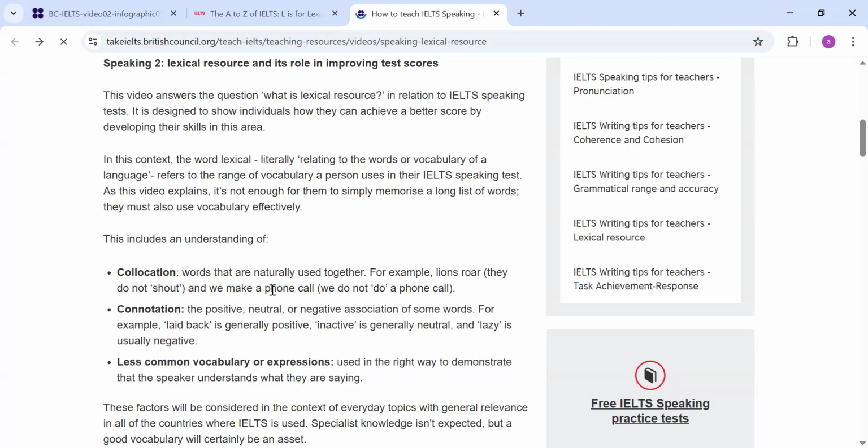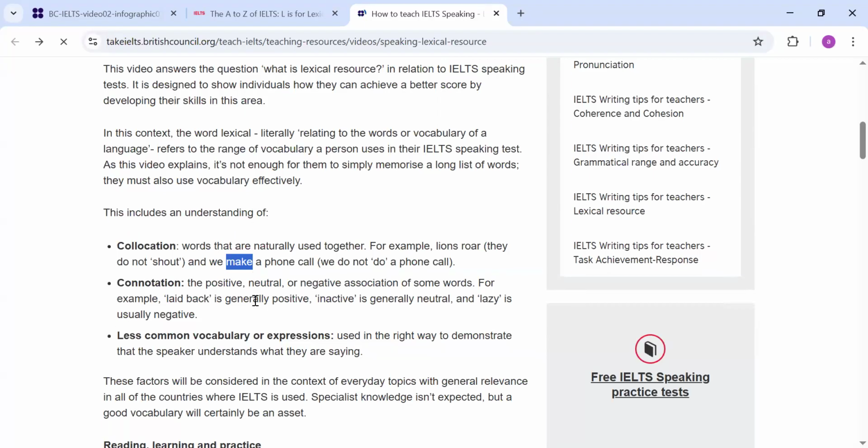So these are the different collocation issues, and we need to make sure we are grouping words together rightly. We make a phone call, we do not do a phone call. Like we make tea. We do not do a phone call. So here the verb do is not right for a phone call. We need to make sure we use the phrase make a phone call.